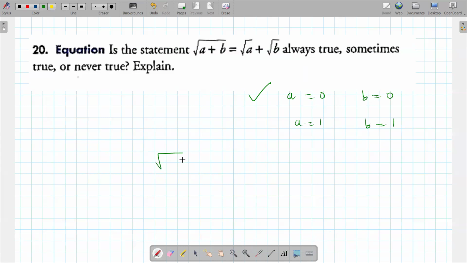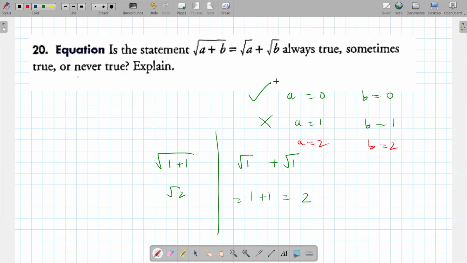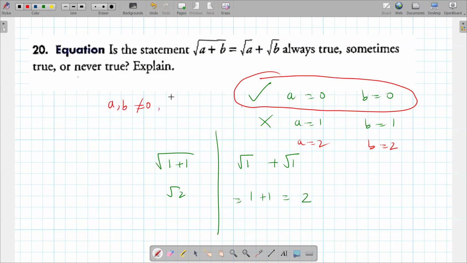1 plus 1 is root 2 on the left-hand side. On the right-hand side, you get 1 plus 1, you get a 2, right? Do you agree? So is this true? It's not. That statement is only true, and you can double check this using other numbers, when A and B are 0. And for everything else, when A and B are not 0, it's false.